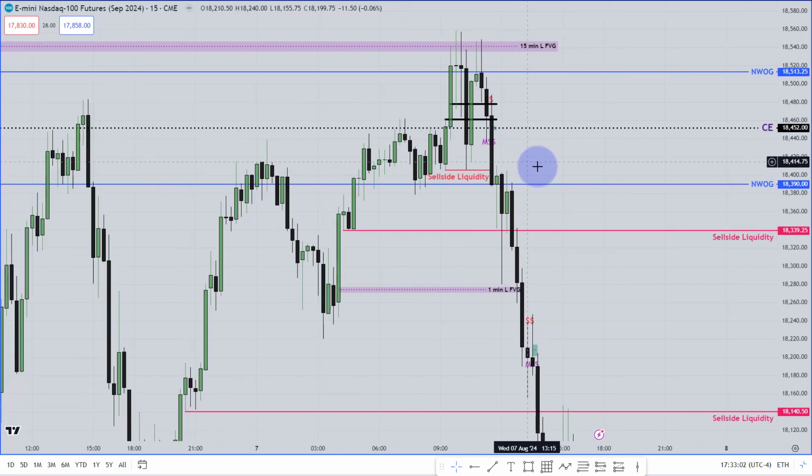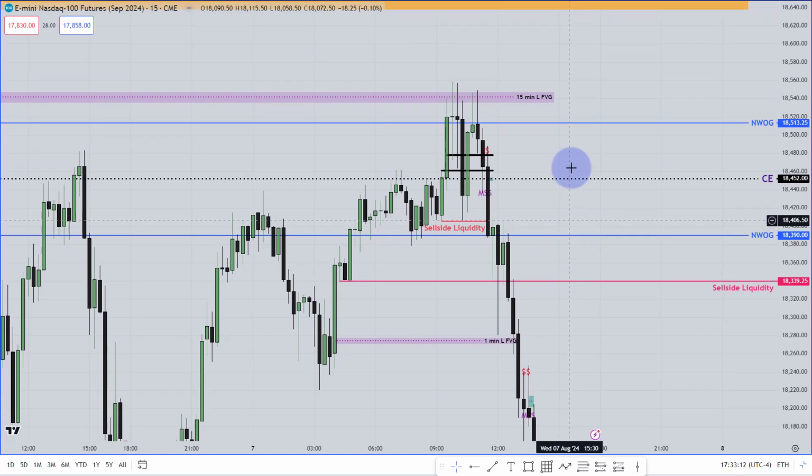If you have the ability to take the partial over here, then and only then you can look for some other liquidity below that new week opening gap. That means you have to take the partial over here, or if you take the sell over there, then you have to take the partial over here.